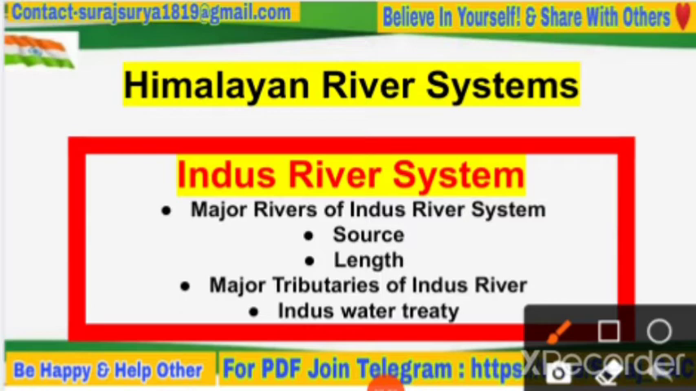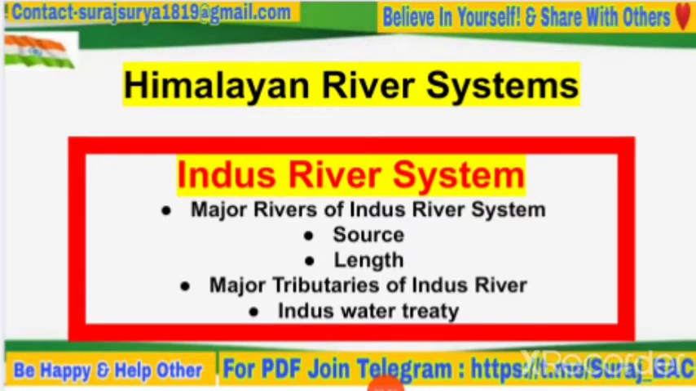We shall cover the major tributaries of the Indus river, and then at the final stage of this lecture, we shall cover one important treaty which was signed between India and Pakistan on the basis of rivers which flow in the region of Jammu and Kashmir, or you can say in Punjab. What was the motive behind the treaty, and what percentage of water can we in India use from them? All these important concepts are going to help you in your examination and preparation, and after finishing this lecture you will have a wonderful concept of the Indus river system. So let's have a look at the next slide.